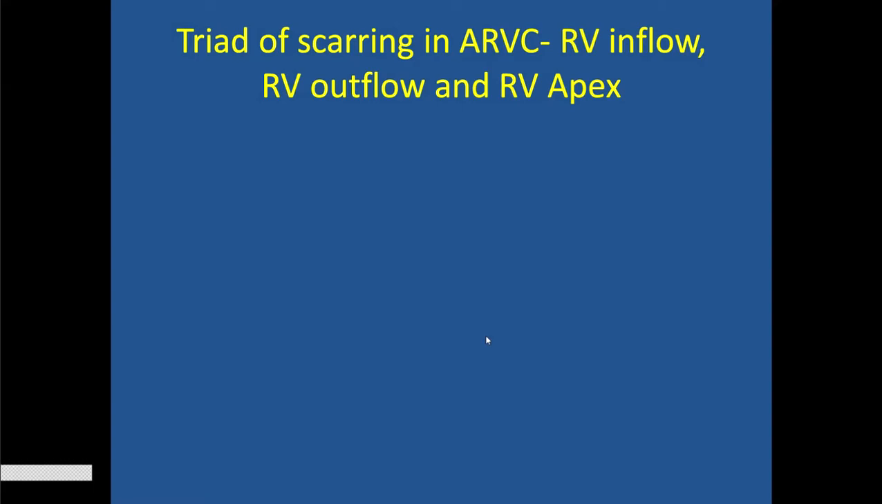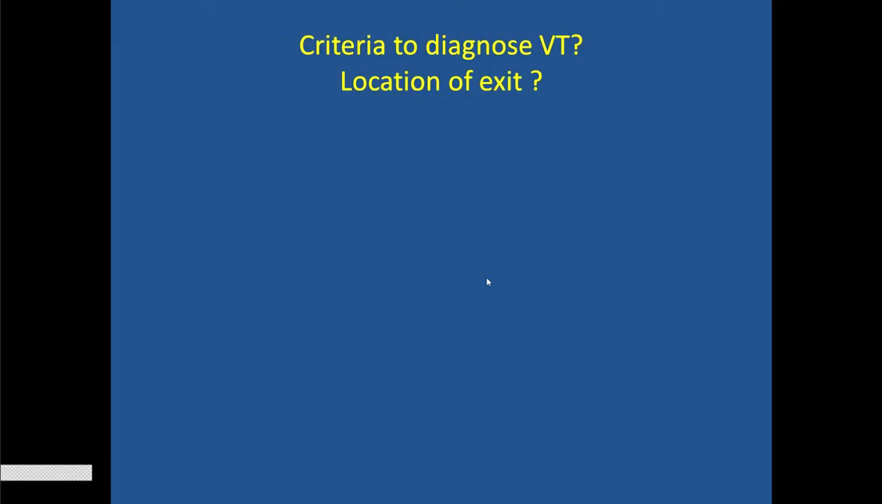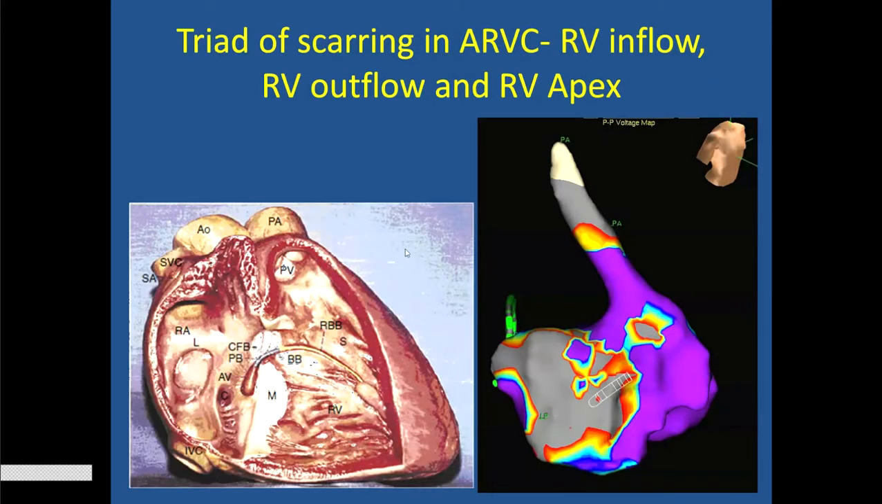What is the triad of ARVC? Arrhythmogenic right ventricular dysplasia or cardiomyopathy. The RV inflow is involved.